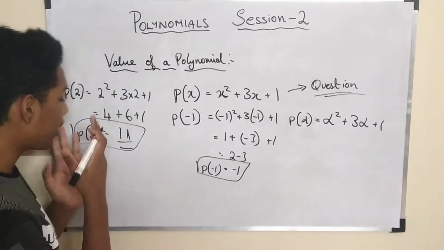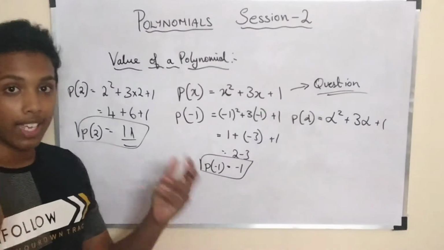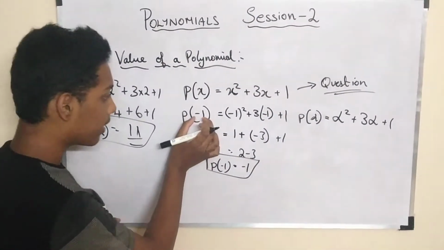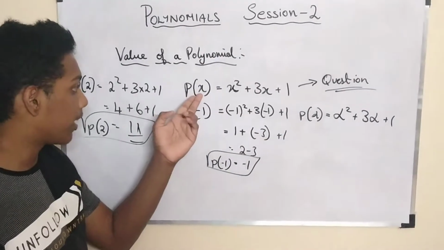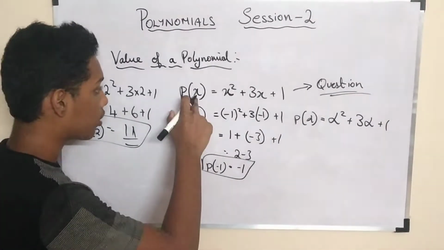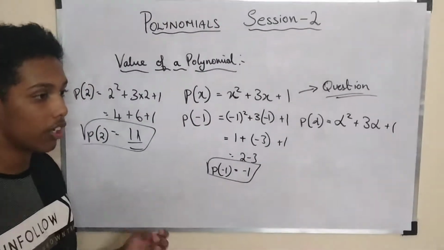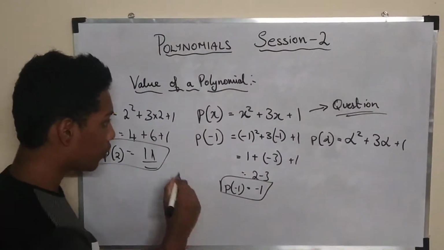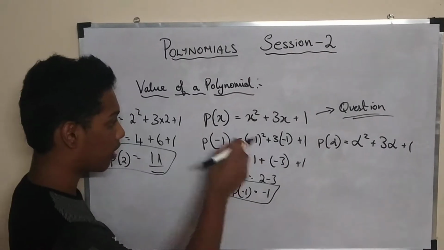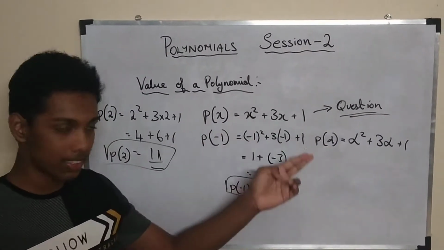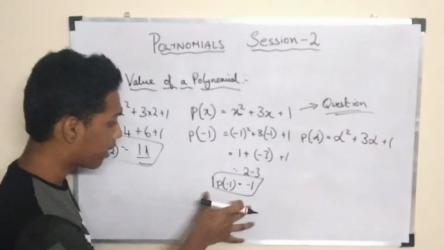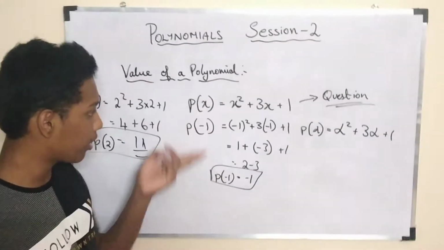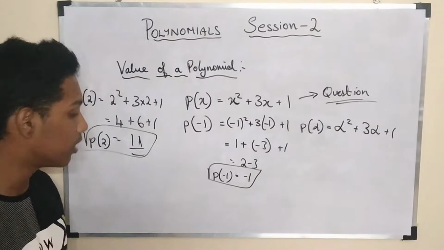If it was p of minus 1, it would be minus 1. So they can ask you any value for p of x, where p of x is x square plus 3x plus 1. They can ask you the value of x as any constant, any number, and then you should just replace the x with that constant, calculate further, and you'll get an answer. So for p of minus 1, according to this question, minus 1 is the answer.